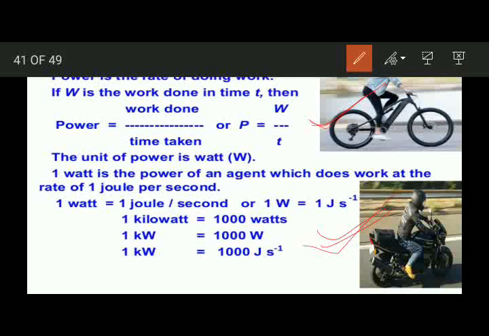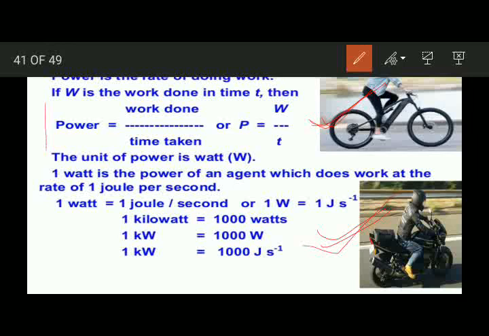Why? Because the bike rider will cover more distance or do more work in less amount of time, whereas the bicycle rider will cover less distance or do less work in the same amount of time. So the bike rider will reach the destination faster. In other words, we can say that the power of the bike rider is more than the power of the bicycle rider.